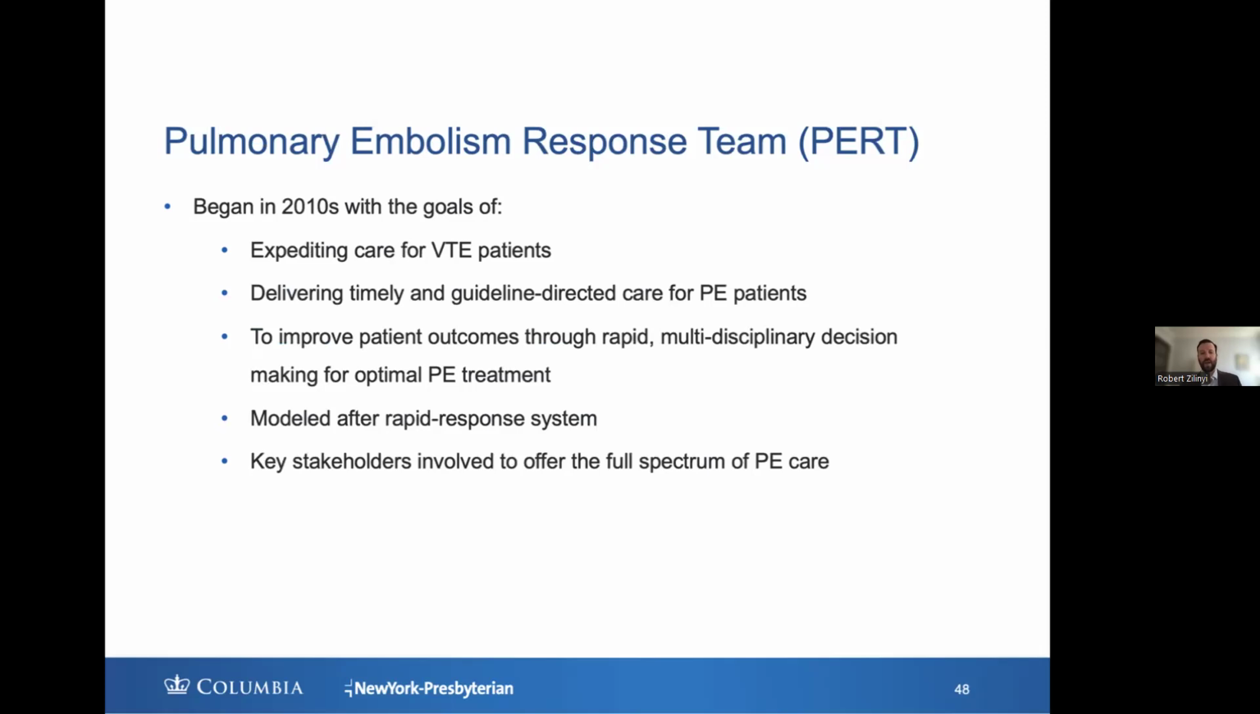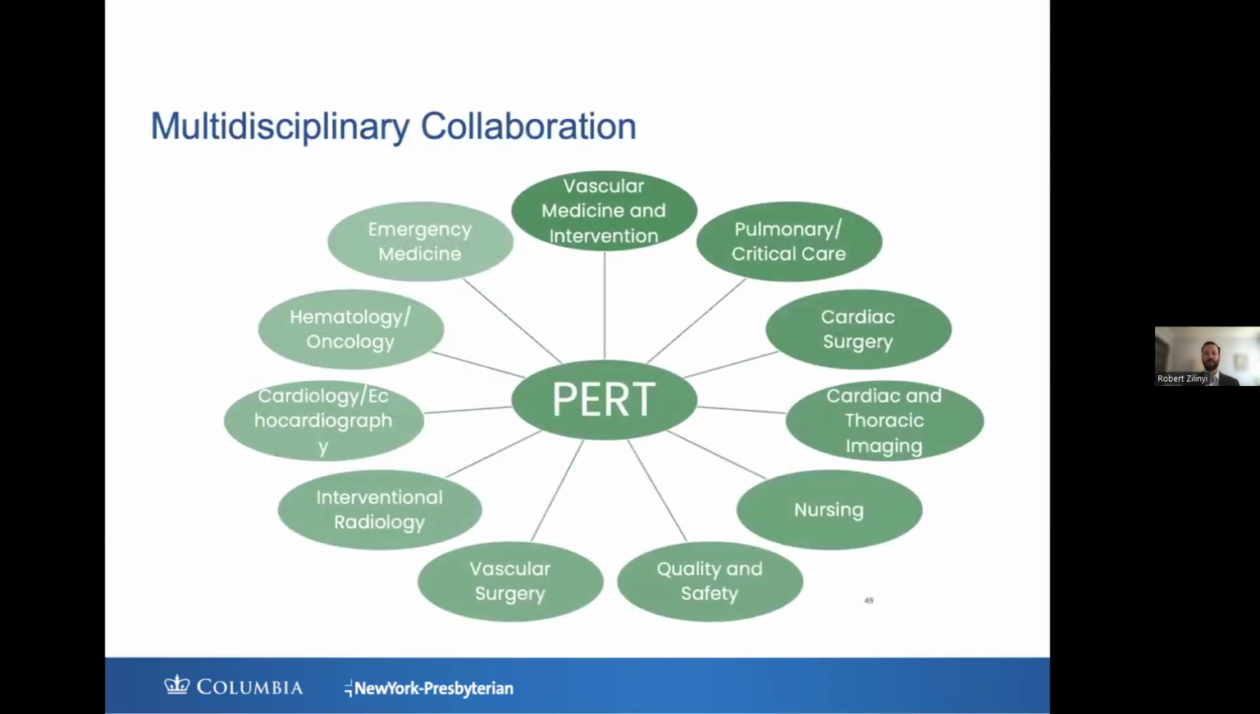These were modeled after the rapid response systems that are fairly ubiquitous throughout hospital systems now, that bring a group of providers to the bedside of a patient who is at high risk for having an adverse outcome. And it brings all of the key stakeholders involved to offer the full spectrum of PE care.